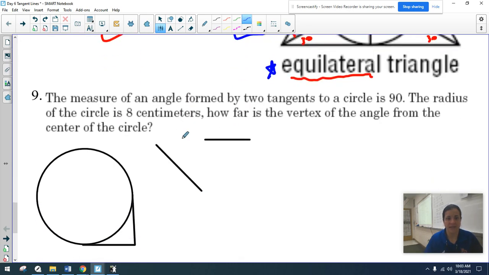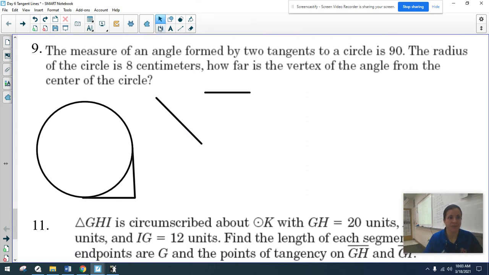Okay, and then the last two are much more challenging, but I wanted to throw them in here because, again, these are good SAT questions. So the measure of an angle formed by two tangents, I made an image right here. So this angle right here formed by these two tangents, they told me was 90 degrees. So I'm going to put a little box in there. And then it says the radius of the circle is 8 centimeters.